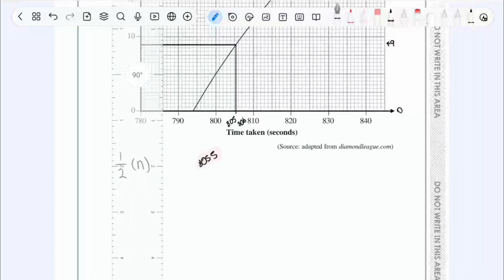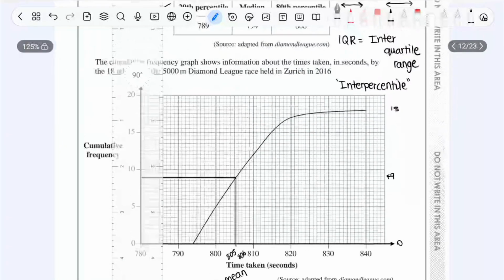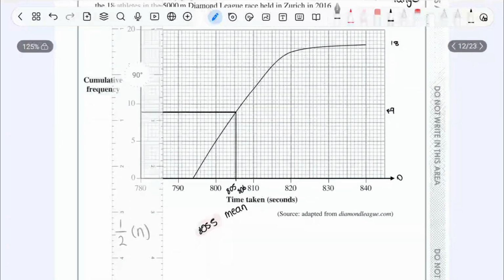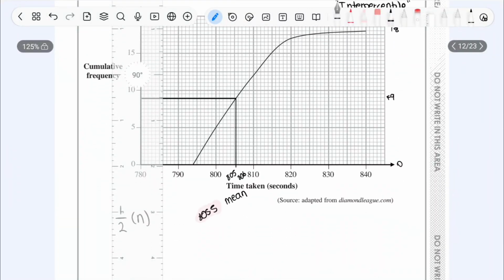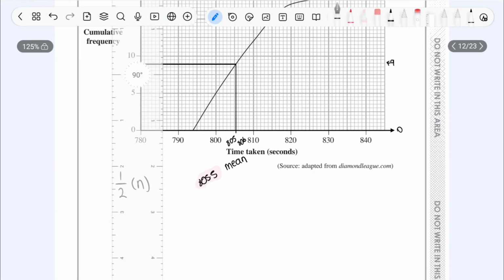I'm pretty sure they'd allow you some leeway in the mark scheme if you're not too accurate, but you should be accurate. And you can see mine was slightly off here, the horizontal line, so if you went a bit higher, it would hit dead on center between 805 and 806. So that's the median value for, I think that was Zurich, the diagram one. Now, mean, why have I put the mean? It's actually the median.